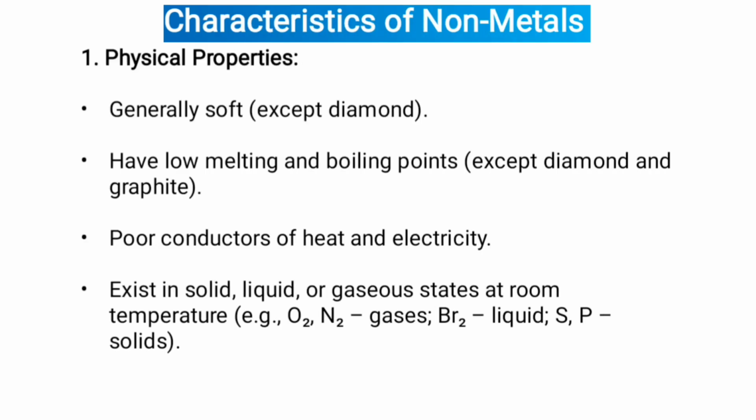Now, characteristics of non-metals. First, the physical properties of non-metals. Dear student, generally, non-metals are soft except diamond, and have low melting and boiling points except diamond and graphite, and are poor conductors of heat and electricity. They exist in solid, liquid, or gaseous state at room temperature, i.e. Cl2 and N2 are gases, Br2 is in liquid form, while sulfur and phosphorus are in solid form.